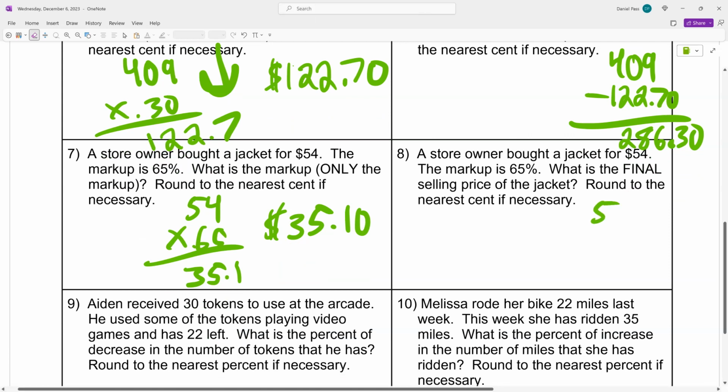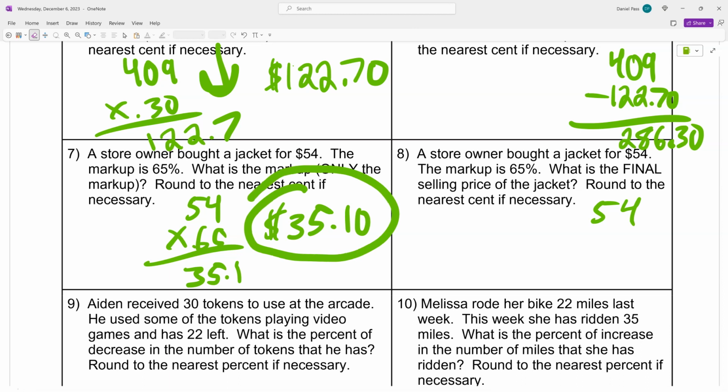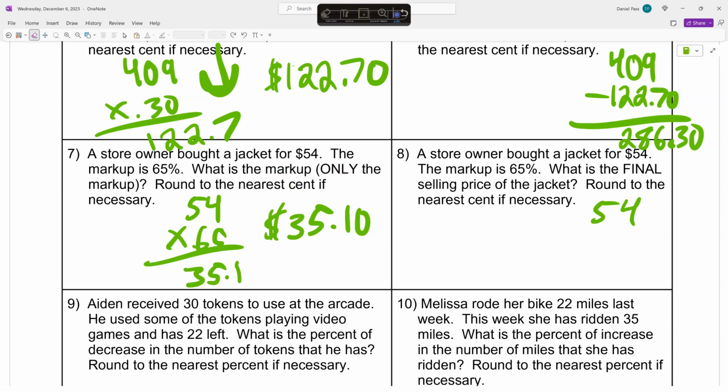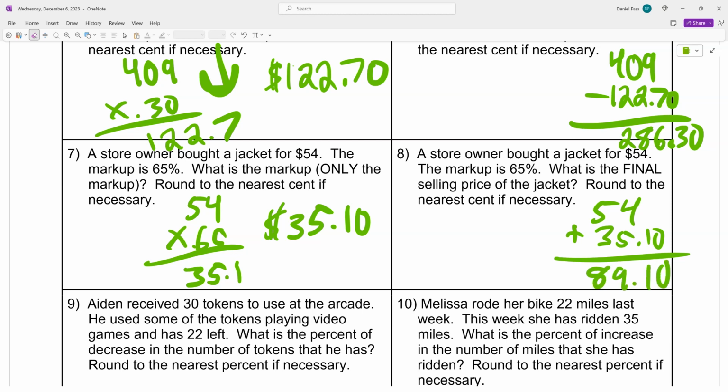So $54. Now, this person needs to charge more, right? So what do we do? Add or subtract? Add. So 54 plus 35.10, and we get 89.10. Alright? Okay. Any questions so far? Who got them all right so far?